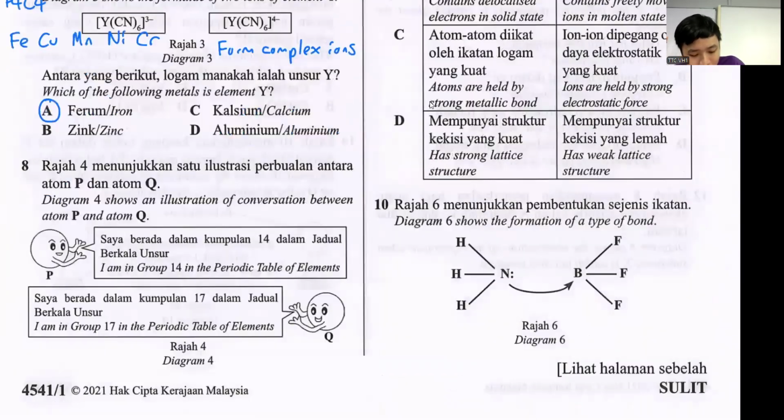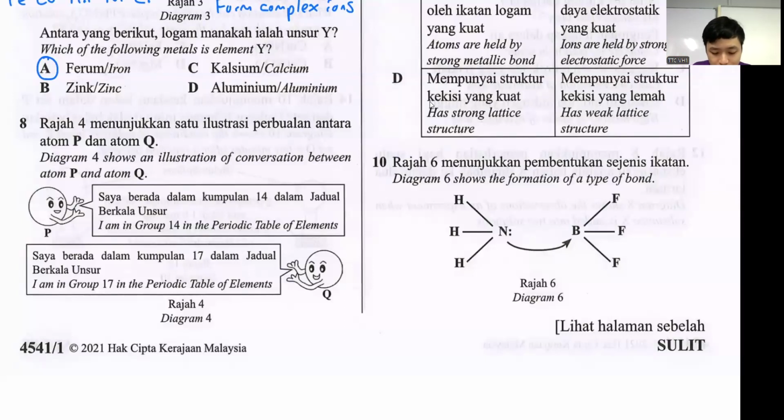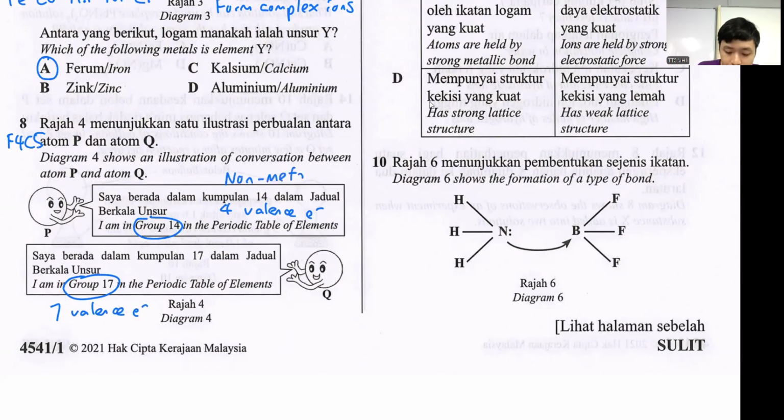Question 8. Diagram 4 shows an illustration of conversation between atom P and atom Q. Wait, this one is Form 4, Chapter 5. Okay, P is group 14, means it has 4 valence electrons, right? Group 17 means Q has 7 valence electrons. Okay, both considered as non-metal.